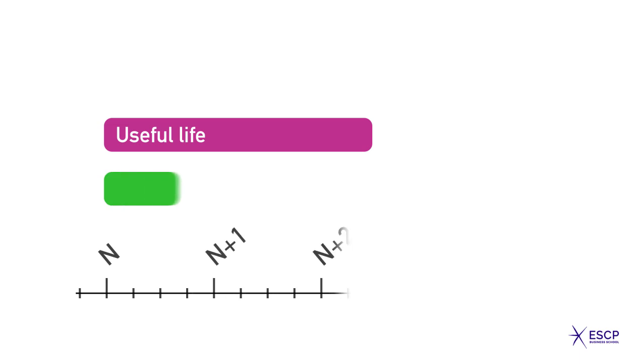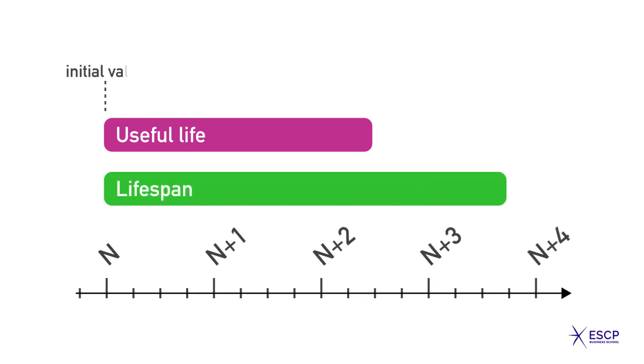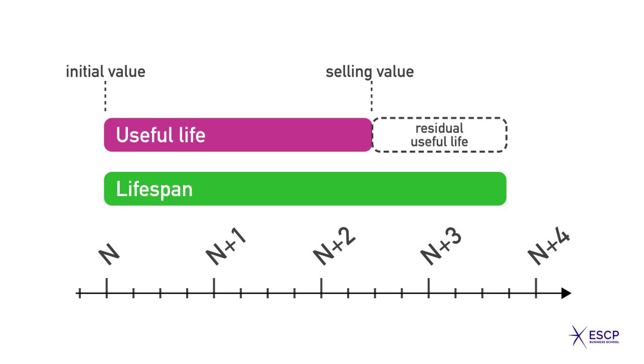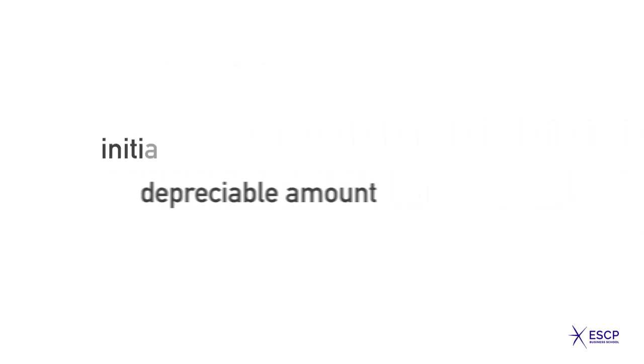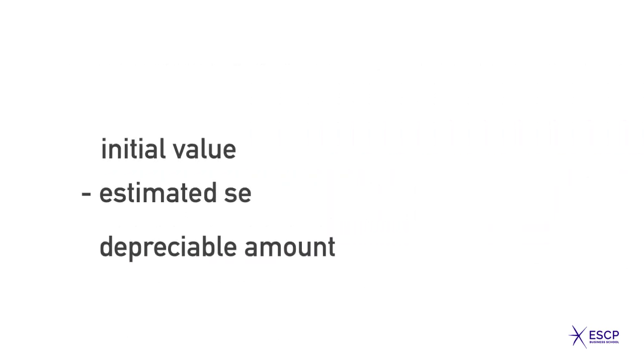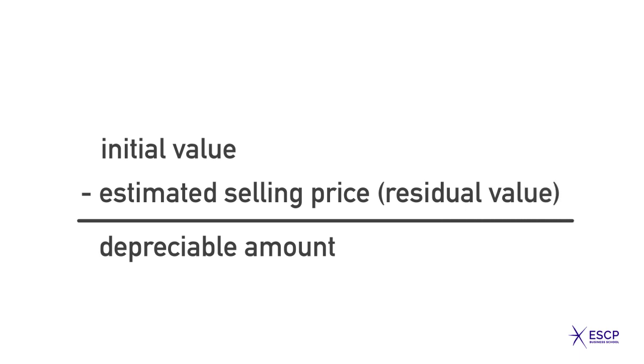When the useful life is considerably less than the lifespan of an asset, this asset is generally disposed of at the end of its useful life. In this case, the depreciable amount corresponds to the initial values minus the residual values, which is its estimated sales price at the end of the expected duration of use.